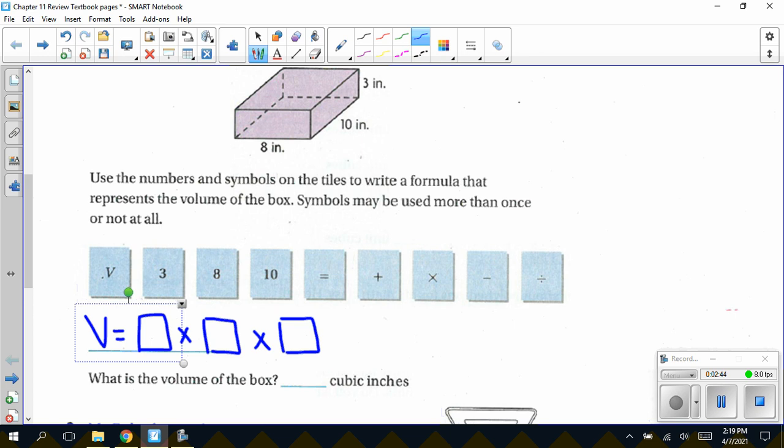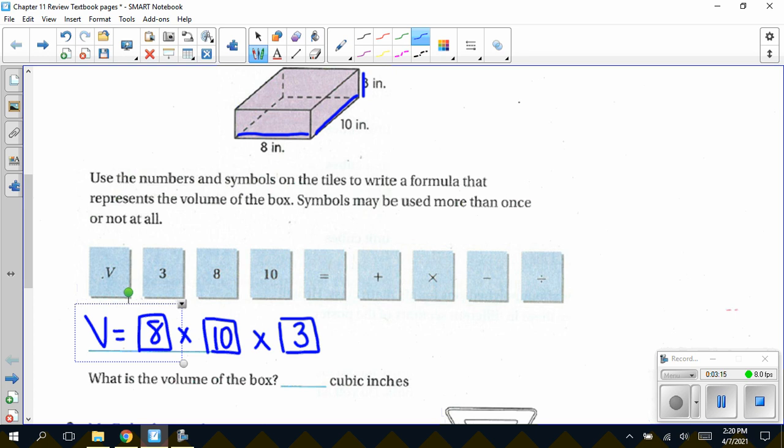So looking at the box, I see that it has a length going side to side of 8 inches. The width, remember the width is how far back or how deep the box is. So it goes 10 inches back. And then the height is how tall that box is, and we have 3 inches. So those are the numbers that I would fill in for my formula. Volume equals 8 times 10 times 3.